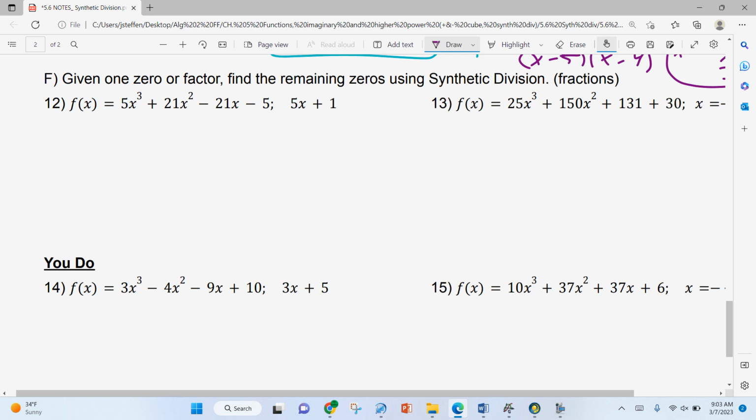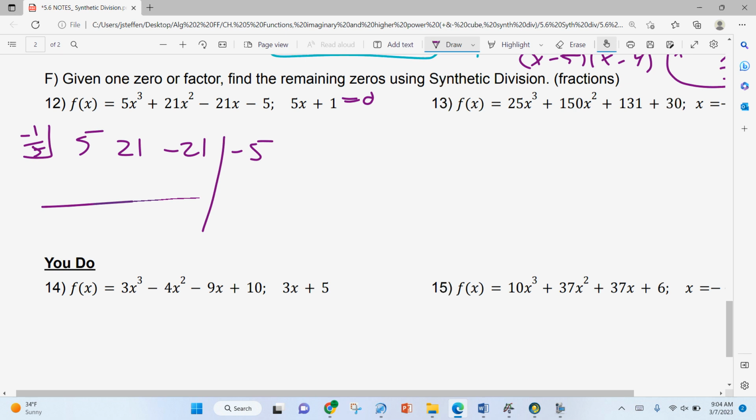So first off, we have to find our 0. If you need to solve this for 0, you subtract 1 by 5, so you get x is equal to -1/5. So -1/5 is what we have for our fraction. Make sure I have enough room. 5, 21, -21, and -5. 5 straight down. Now here we have -1/5 times 5.